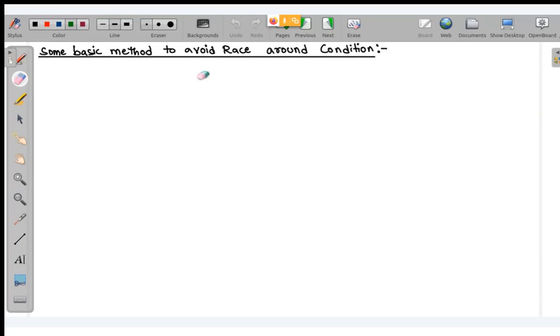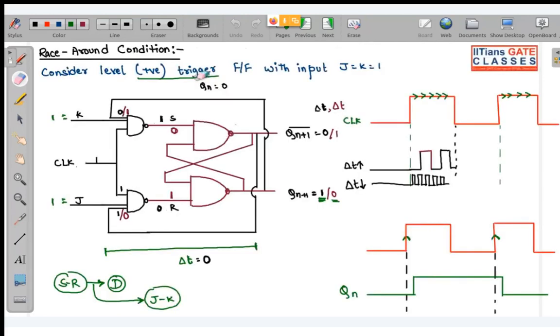Now don't tell me, sir, we will be using master slave flip flop. Okay? No. If you know about master slave, that is fine, but I want some other things. So tell me, by looking at this circuit, what can you do?